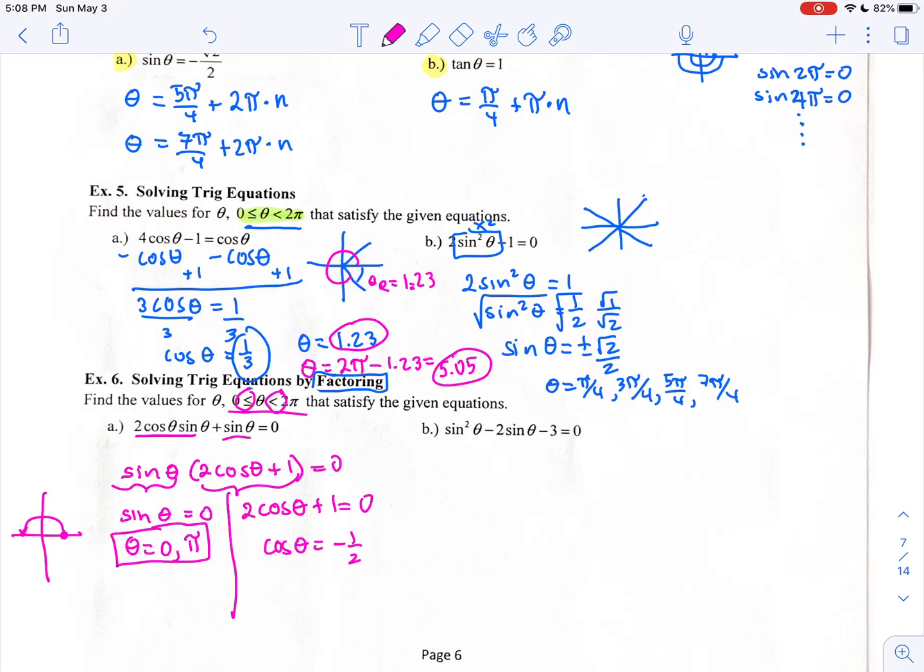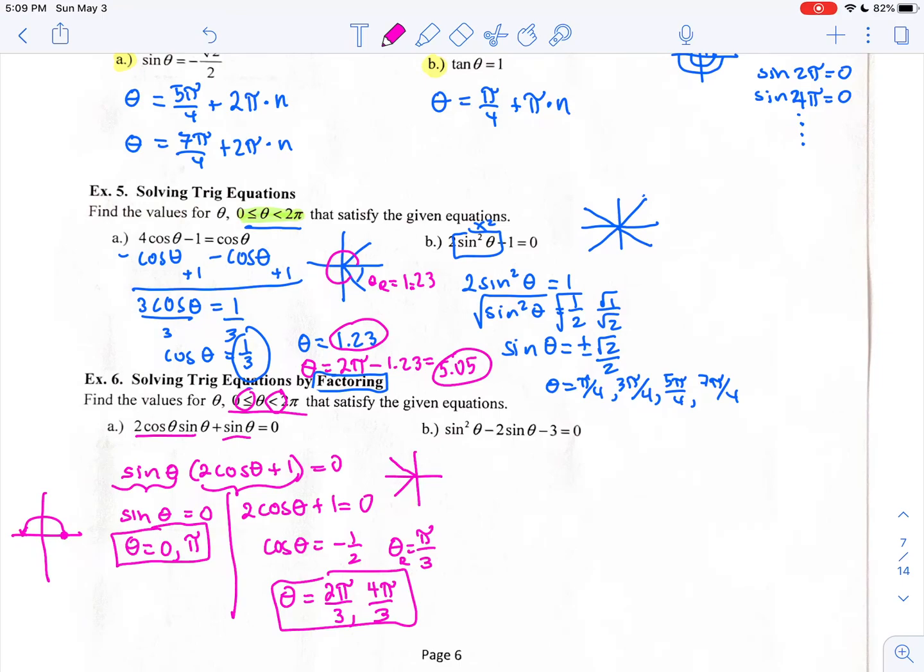So now I'm thinking of what reference angle on the unit circle, if any, gives me -1/2, and that is pi over 3. So cosine at pi over 3 gets me 1/2. However, because it's negative, I want to think of pi over 3 in the second quadrant and in the third quadrant. So that leads me to conclude in the second quadrant, that is 2 pi over 3. And then in the third quadrant, that's 4 pi over 3.